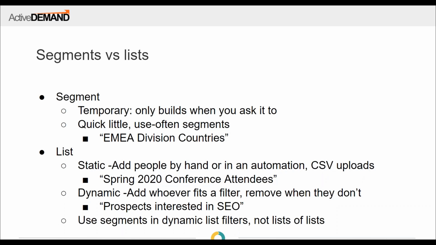Now, one thing to note: what if I need to combine multiples of these? I would say use segments in lists, don't do lists of lists. You can do a list of multiple segments. You could say, I want people who are interested in SEO and are in an EMEA country. That's totally fine. I don't want to make lists of lists.